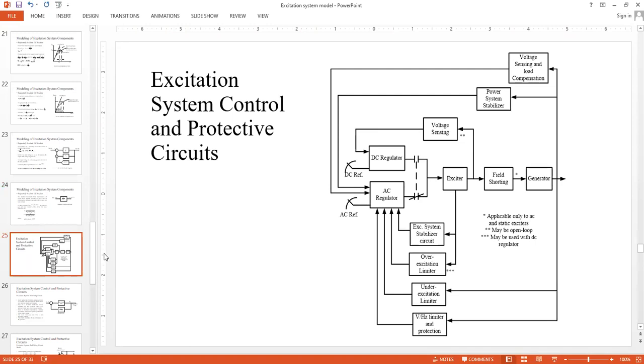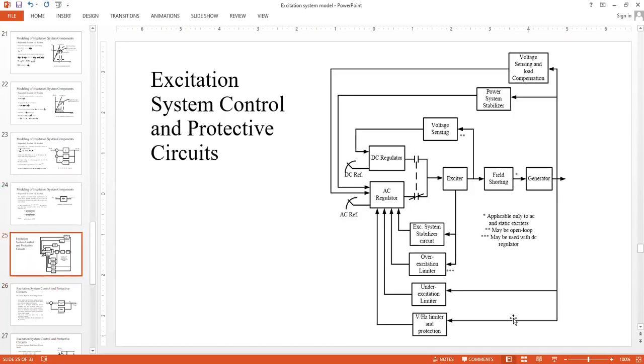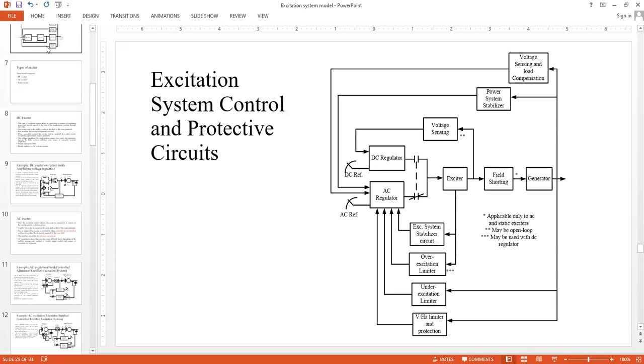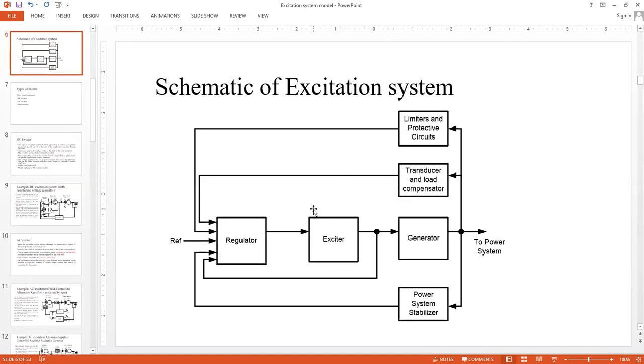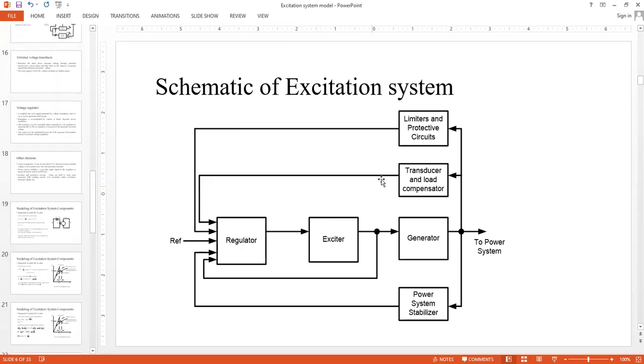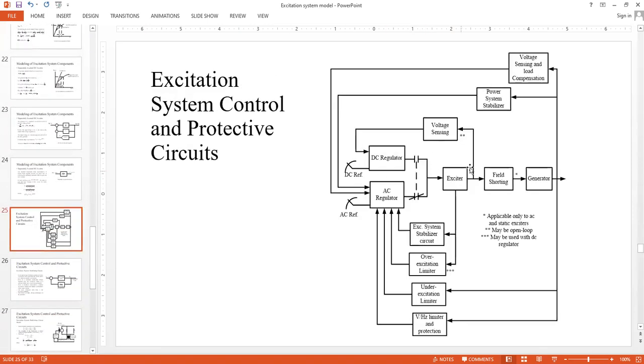If not, then let's proceed a little bit. Actually, this is almost the same thing that we discussed earlier, but a little more elaborated. This was the first picture that we came up with, the schematic of excitation system description. Here we only mentioned the limiter and protective circuits, and here it is a little bit more elaborated.